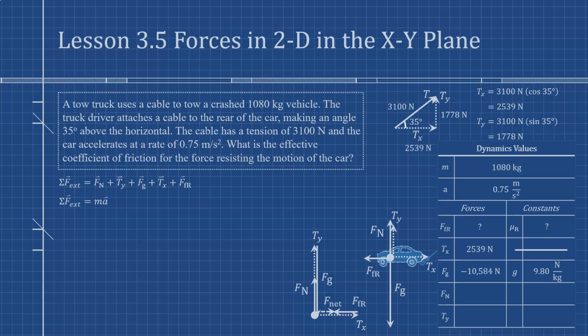I get 10,584 newtons. I'm also going to note that the weight force is pointed downward, so I'm just going to immediately note it as a negative value as I add it to my dynamics table. That's the way I do things. I generally decide whether a value is positive or negative as I keep track of it in my dynamics table. So because the x component of the tension force is forward to the right, it's positive, and because gravity is downward, it's negative.